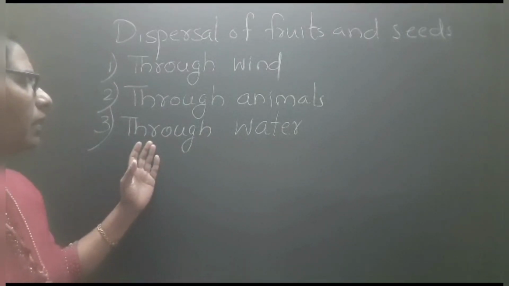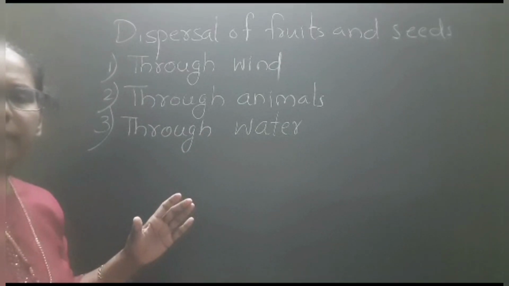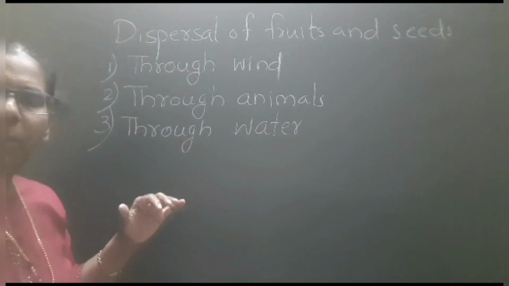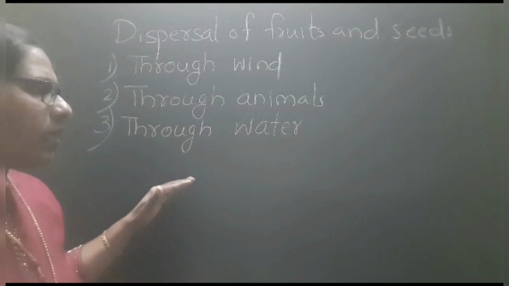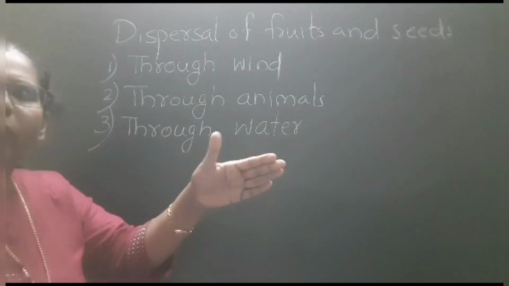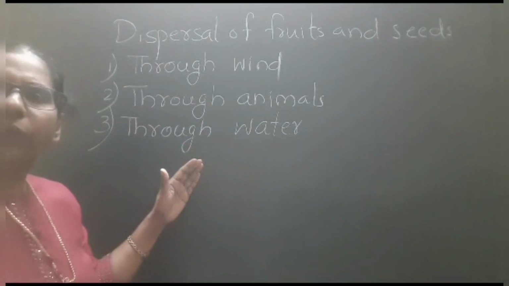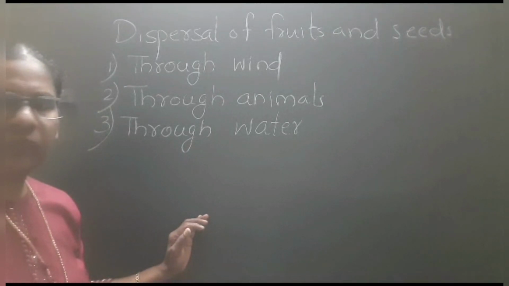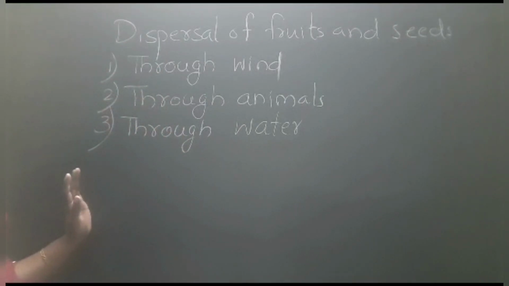Then comes the third, that is through water. We know some seeds or some fruits, after getting detached from the mother plant, float in the water. Because of the water current, they keep moving from place to place, and that is how fruit and seed dispersal through water takes place. So these are the three ways fruits and seeds dispersal takes place.